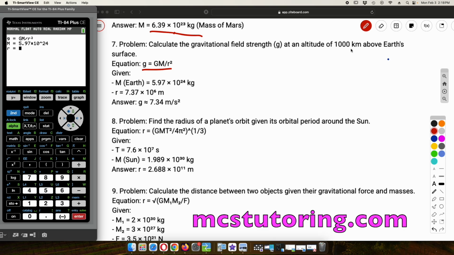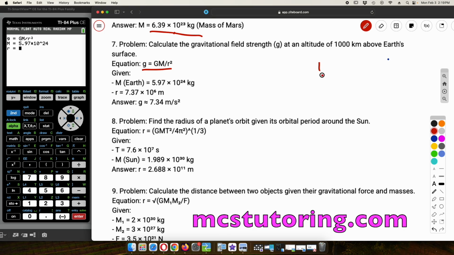Now here it is. It's 1,000 kilometers above Earth's surface. What does that mean? It's 1,000,000 meters, right? So we got to calculate what all this stuff is. 7.37 times 10 to the 6. So you got to know what the radius of the Earth is itself, and then add that extra 1,000,000 meters, or 1 times 10 to the, what is that, 6 meters?